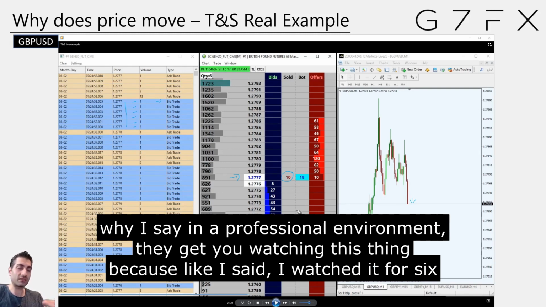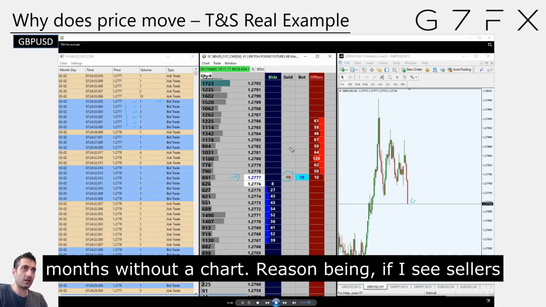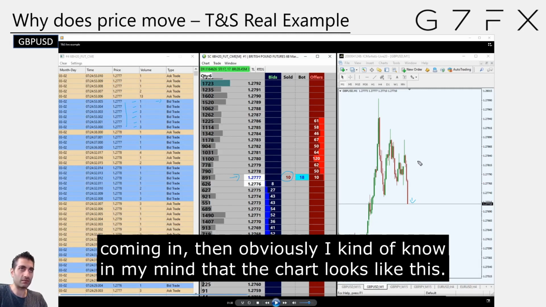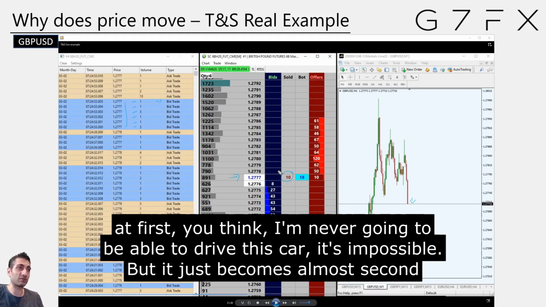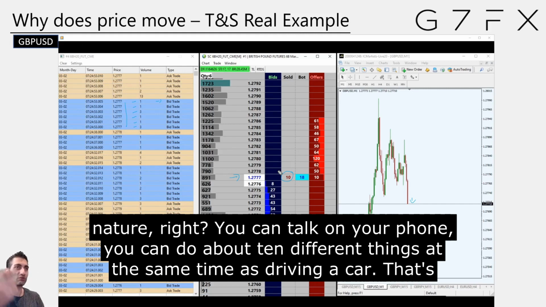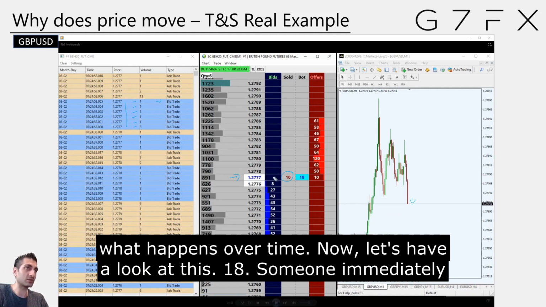This is why I say in a professional environment, they get you watching this thing, because like I said, I watched it for 6 months without a chart. Reason being, if I see sellers coming in, then obviously I kind of know in my mind that the chart looks like this. I don't need a chart. Believe it or not, this happens over time. It's like driving a car. At first you think, I'm never going to be able to drive this car, it's impossible, but it just becomes almost second nature, right? You can talk on your phone, you can do about 10 different things at the same time as driving a car. That's what happens over time.